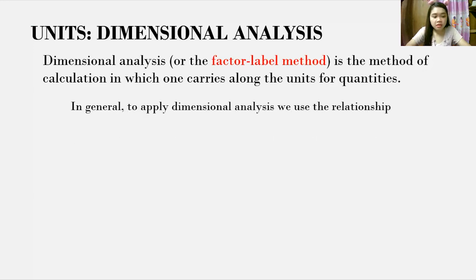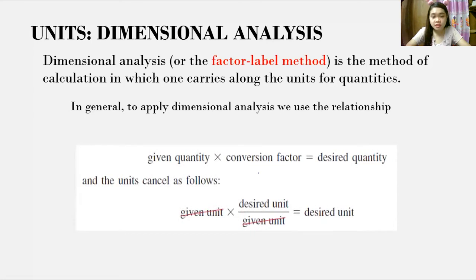So in general, to apply dimensional analysis, we use this relationship. Here we have the given quantity. We multiply it by the conversion factor, and then we obtain our value in the desired quantity, and the units cancel as follows. So this is the flow of the process in dimensional analysis.